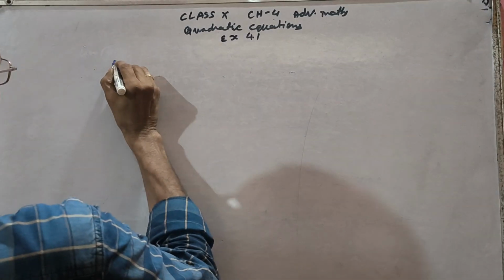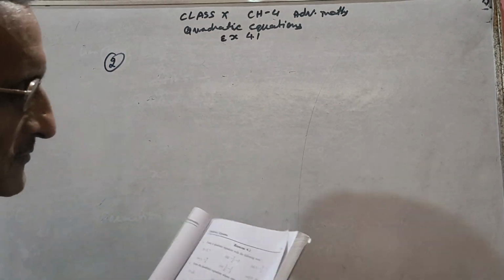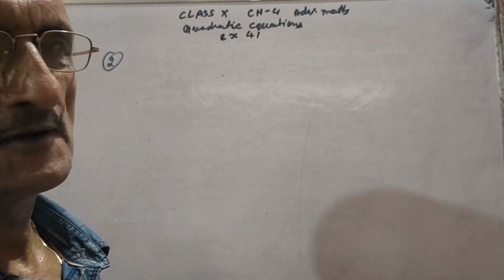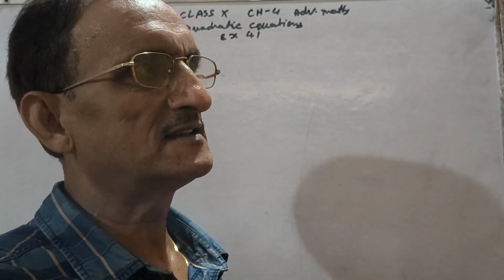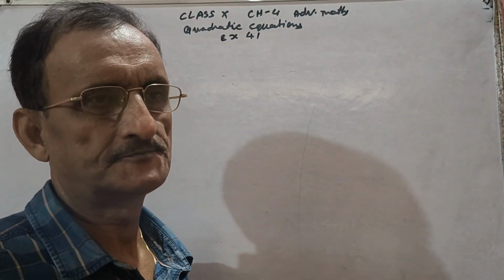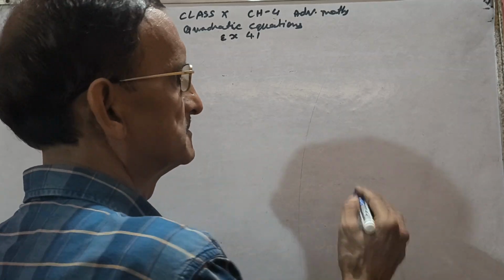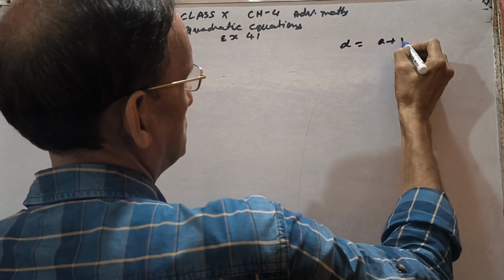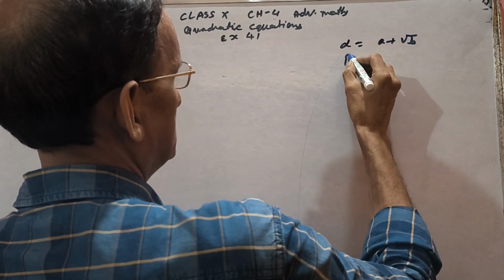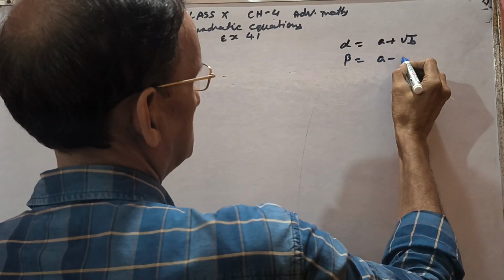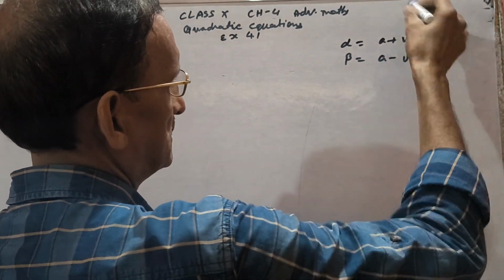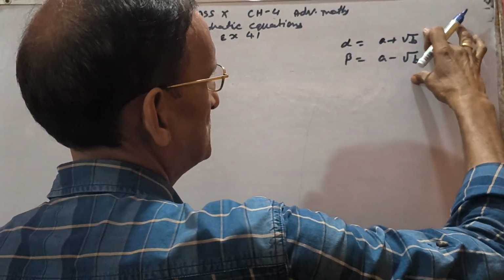Now I will go to number 2. So only one root is given. We have already discussed the irrational roots of a quadratic equation occur in pair, and one is the conjugate of the other. Meaning is what? If one root is given, alpha is a plus root b, then beta will be a minus root b. If one is given, the other is given, and vice versa. This is in case of irrational roots.